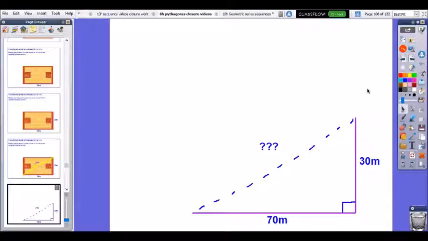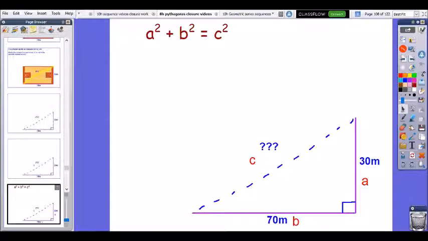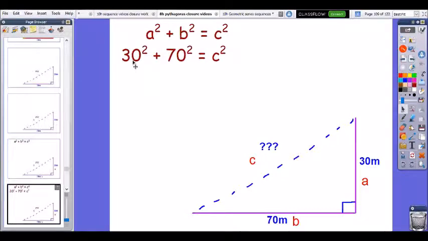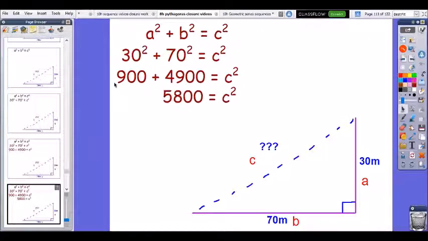So let's go ahead and use Pythagoras' theorem. Which side am I labelling C? Well, C is always the longest length, the hypotenuse, opposite the right angle, and then A and B, it doesn't matter which way around I label them. So let's use the theorem. Let's substitute in A and B. Let's work out 30 squared and 70 squared. Let's add these two values together.